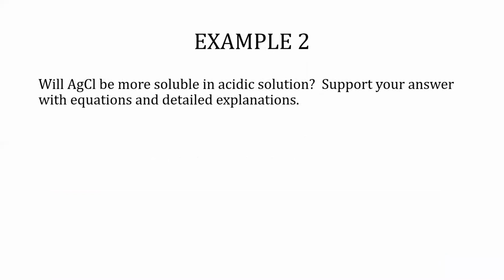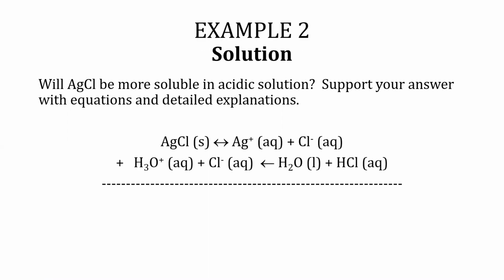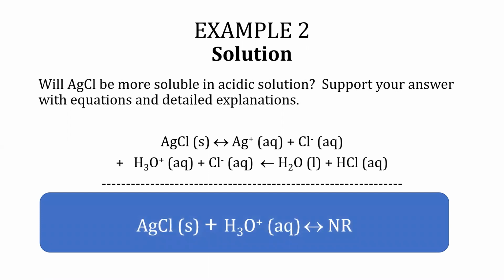Example 2 is, will silver chloride be more soluble in acidic solution? Support your answer with equations and detailed explanations. Unfortunately, chloride ion is a weak conjugate base of a strong acid, hydrochloric acid. So when silver chloride mixes with hydronium ion, no reaction occurs.